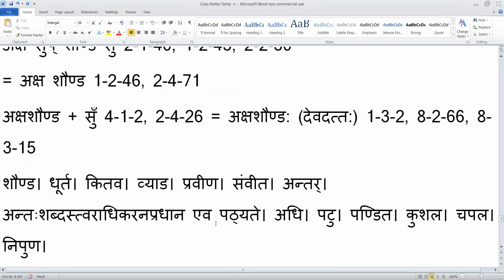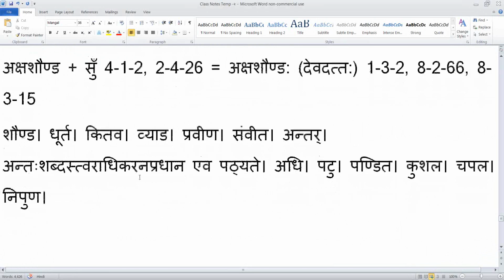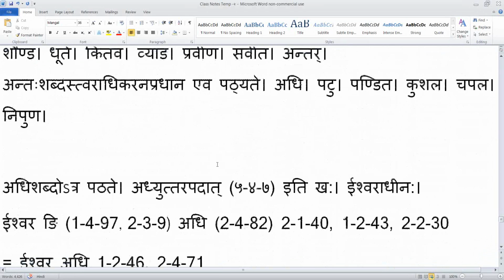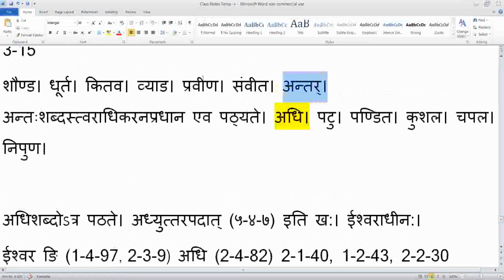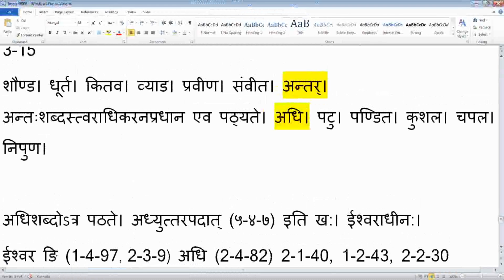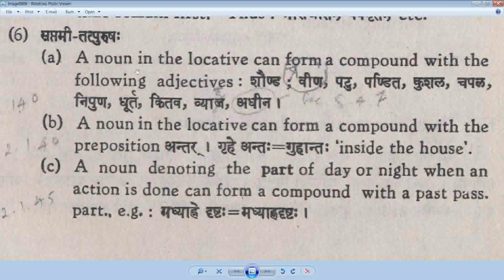Nipuna, that's the one. Okay, so now we have this word Antar inside over here. Adhi also is there. Let's highlight these two. Adhi is mentioned over here, and the avyaya Antar is also mentioned over here. In the book, he has given a noun in the locative that can compound with the adjectives Shaunda, Praveena, Patu, Pandita, Kushala, Chapala, Nipuna, Dhurta, Kitava, Vyada, Adhina. This Adhina we will consider as the word Adhi, which is compounding. And the word Antar also is in the Shaunda Adiganaha.